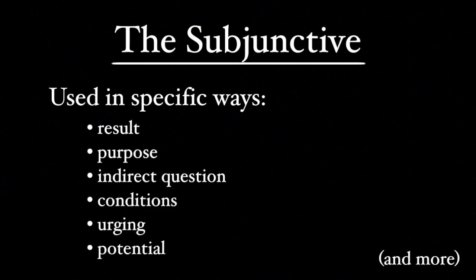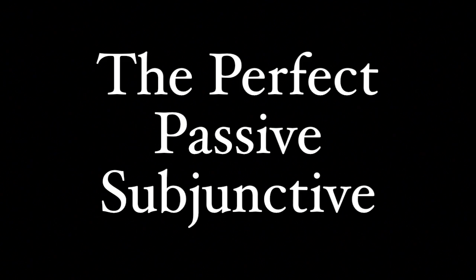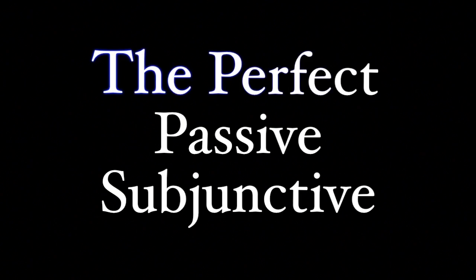Since the subjunctive mood is different from the indicative mood, the factual mood that everyone always learns first, the conjugation of verbs into the subjunctive mood will be different. This video covers the conjugation of verbs in the passive voice of the perfect tense of the subjunctive.